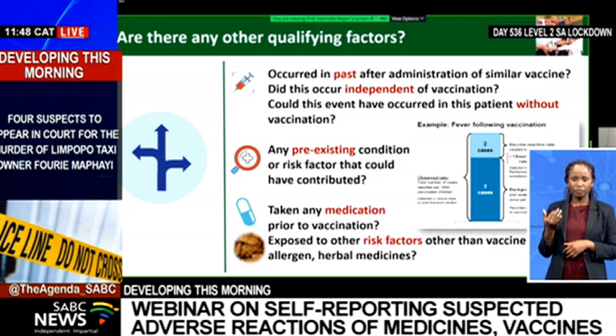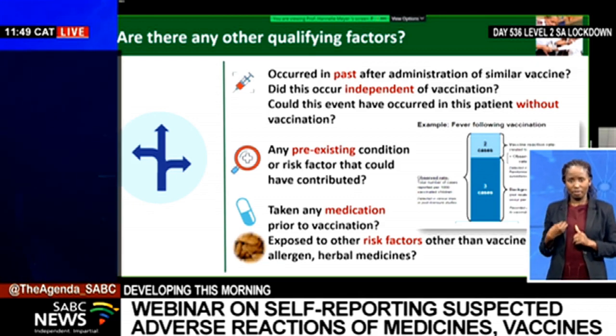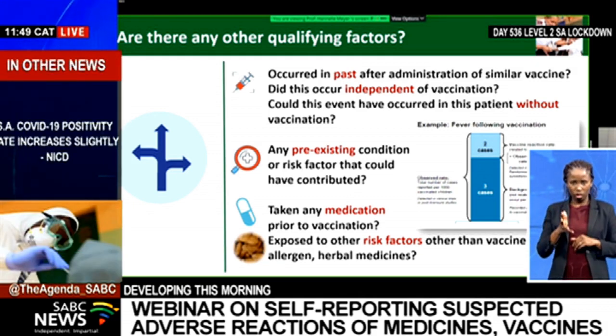Also, has the person been exposed to other risk factors other than a vaccine, for example, an allergen or a herbal medicine. So to give you an example, say someone is allergic to nuts. So they get the vaccine, and then maybe 15 minutes later or half an hour later, they eat something and they didn't know, and they eat nuts, and they are allergic to nuts. Then you need to determine whether the reaction, or the event, has been caused by the nuts, or has actually been caused by the vaccine?